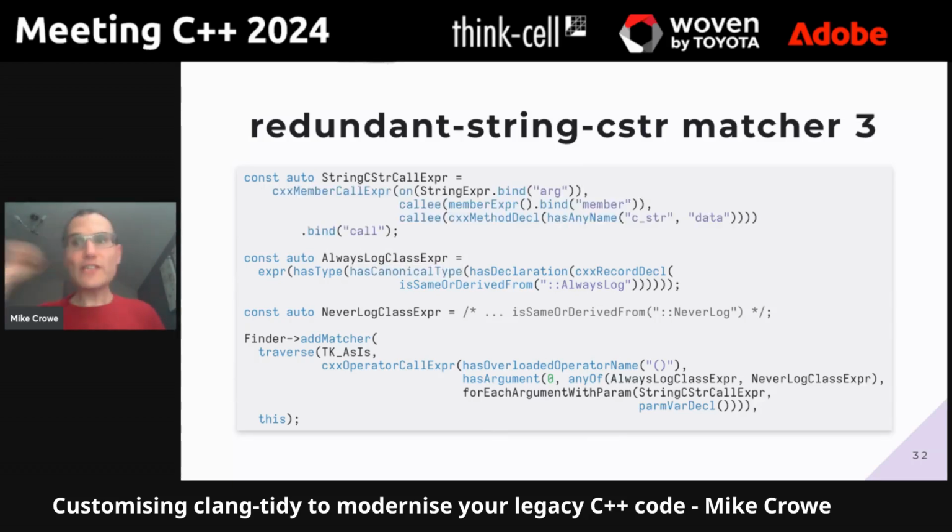So the string cstr call expr matcher was already part of the code, and I could just use it. It creates named bindings to certain parts of the AST, so they can be referred to easily when the check is actually run later to remove the cstr or data calls. I didn't need to make any changes there. So arg is the expression that cstr is being called on. Member is the member function call expression, and call is the entire call being considered.